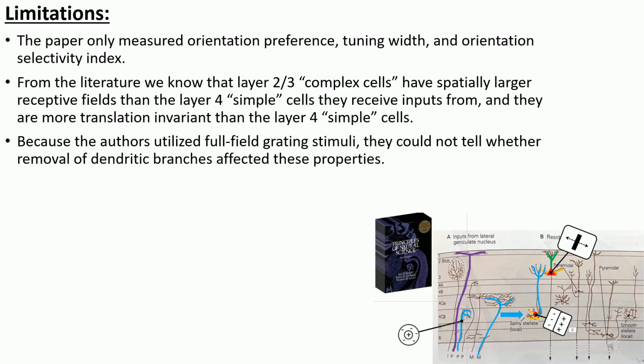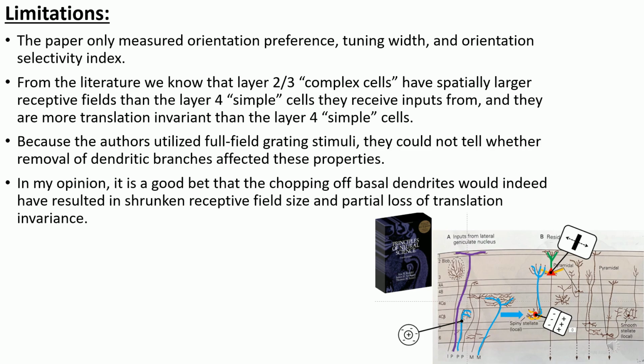Because the authors utilized full field grading stimuli, they could not tell whether removal of dendritic branches affected these important computational properties. In my opinion, it's a good bet that chopping off basal dendrites would indeed have resulted in shrunken receptive field size and partial loss of translation invariance. I hope the authors follow up this current study with one that explores these issues.